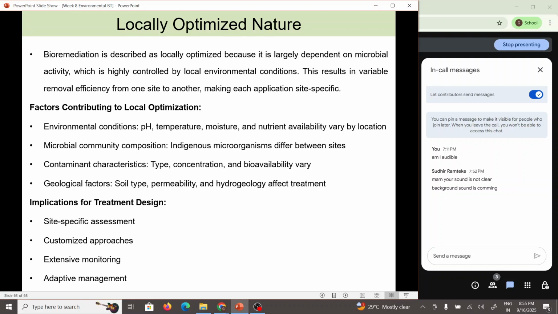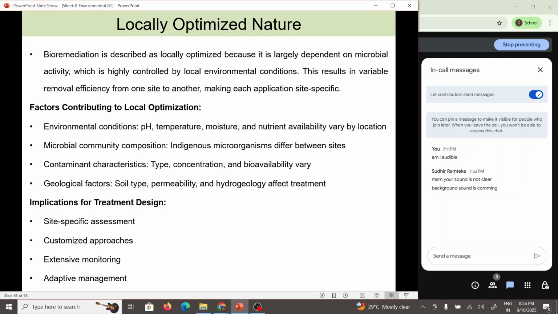Bioremediation is generally described as a locally optimized process because it is largely dependent on microbial activity and it is controlled by the environmental conditions. So, when we change the site, where the microbial dynamics is going to be different and the environmental conditions are going to be different, we will not be able to get a replicable result. That is why bioremediation is termed a locally optimized process.